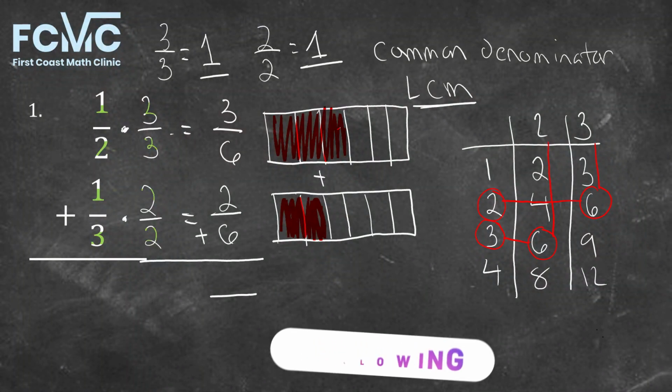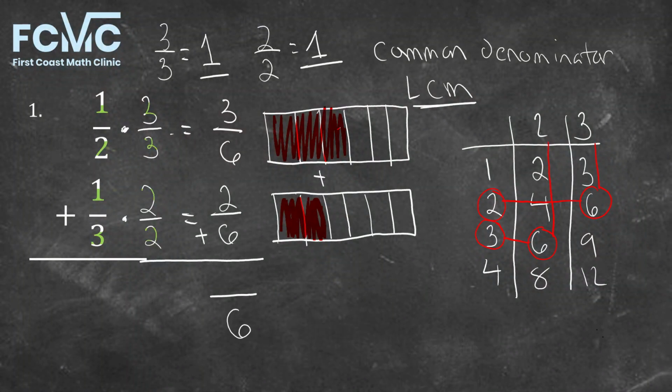We've got 6 pieces and 6 pieces, so we've got 6 total pieces. We're combining 3 pieces here and 2 pieces here. So we add up 3 and 2, and we get 5/6 as our fraction.